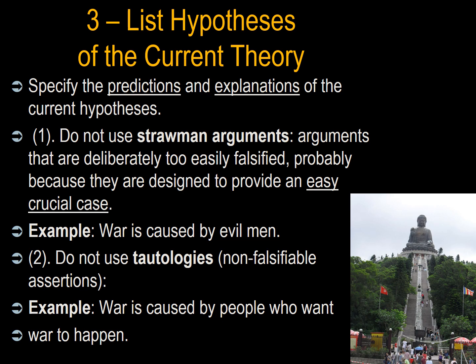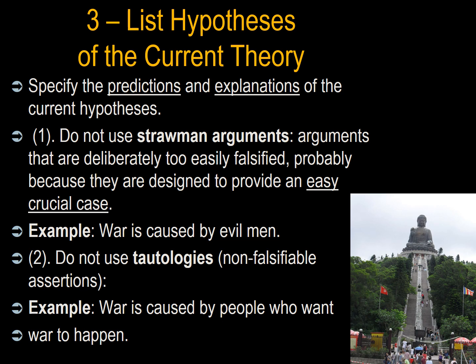Now, there are two warnings, two things you should not do. Number one, do not use a straw man argument. These are arguments that are deliberately too easy to be falsified because they're designed to provide an easy, crucial case for you. All right, so you're not allowed to do that. An example would be war is caused by evil men. But, God, this is so easy. Okay, so there are people we don't like. They start wars. But we look at them.